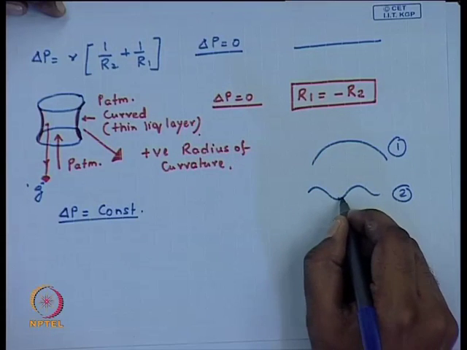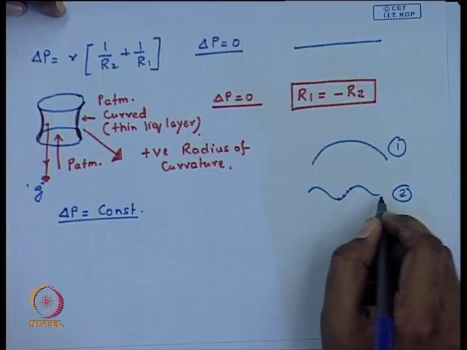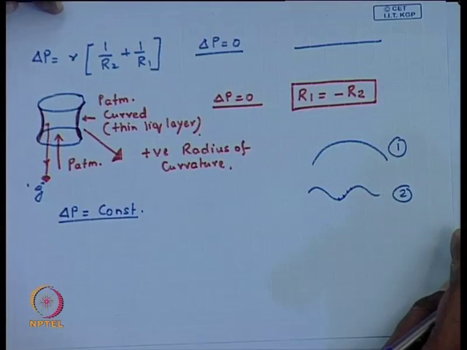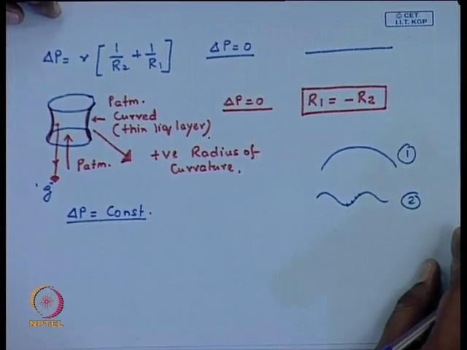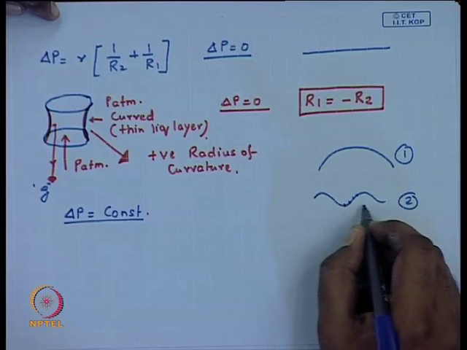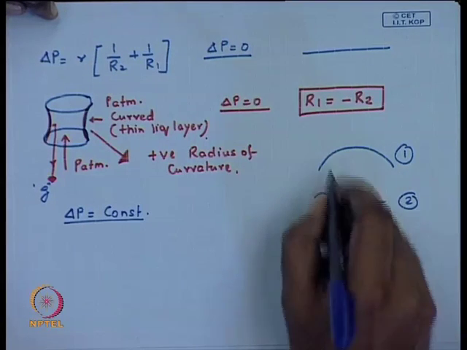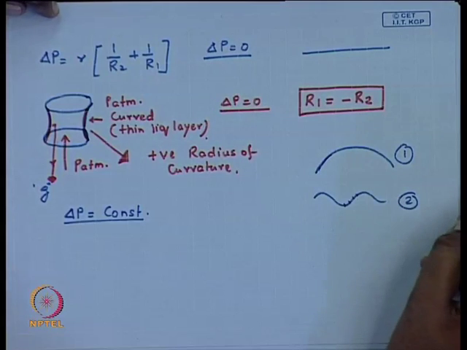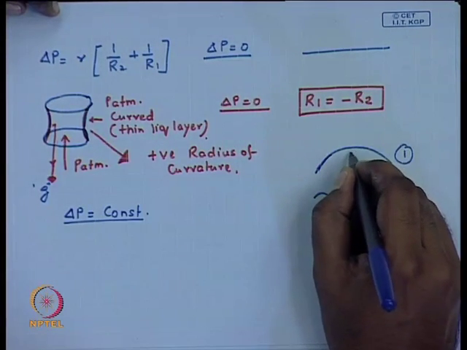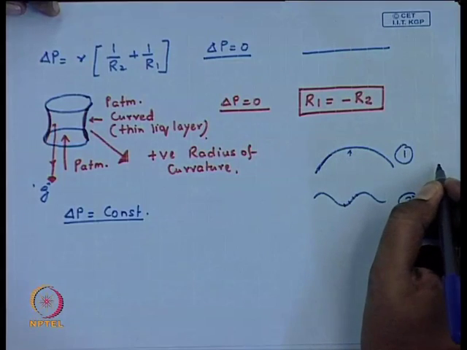Because in the second case, from point to point the values of R1 and R2 are changing. So, it is very unlikely that the change of the in-plane curvature is equally compensated by the out-of-plane curvature. So, if you have a surface like this, there is every possibility that delta P will not remain constant. So, in case you have delta P equal to constant, that means the curvature does not vary from point to point, and that is possible.